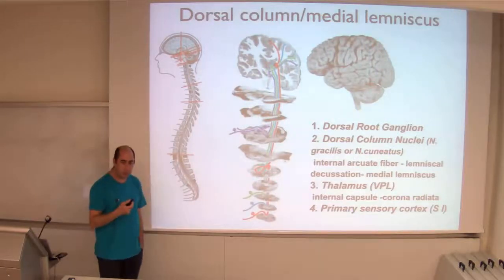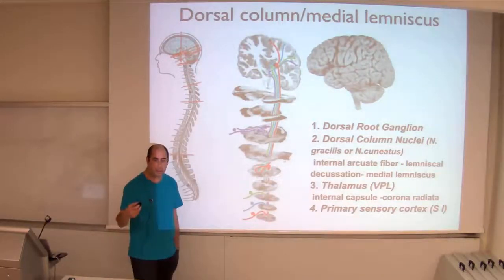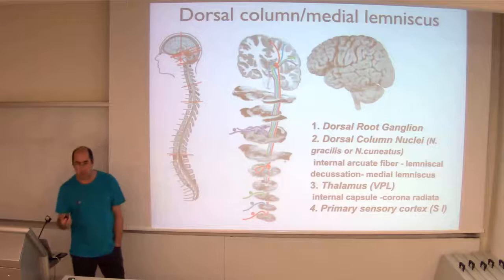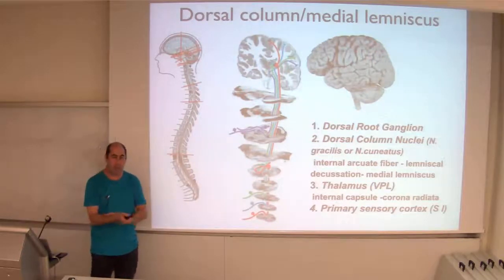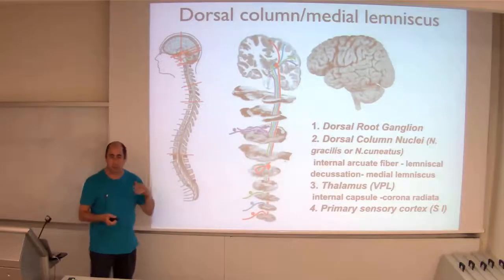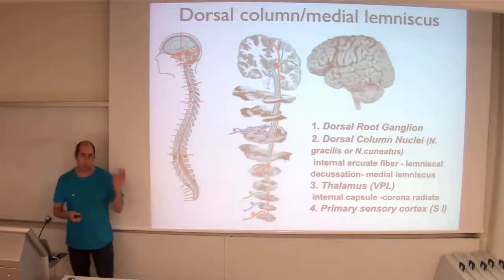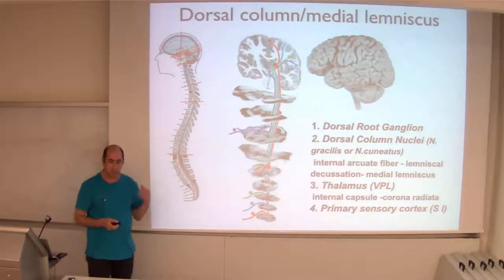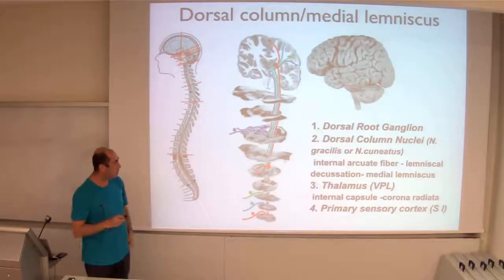which actually reflect the somatotopic map. So the fact that the hand is represented on the cortex in a different location than, say, the face or the back or the legs. And we talked about this little homunculus that is mapped onto the cortex. Okay.